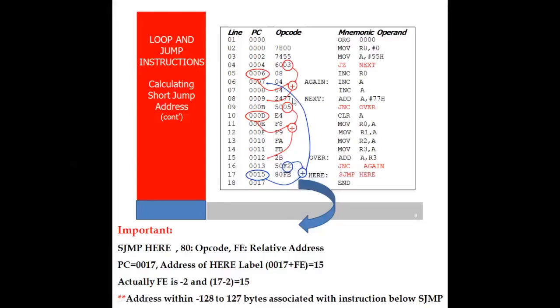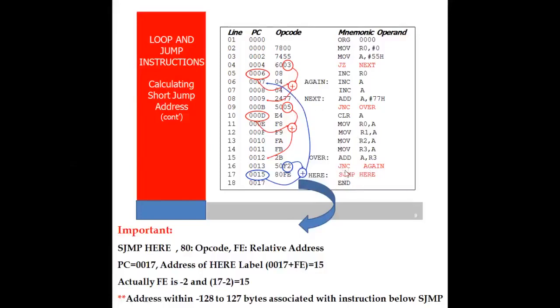JNC again means I have to calculate... JNC again, so 0013, then 0014, these two bytes are blocked by this instruction JNC again. After that, the program counter is entering into this location 0015. 15 is added with the value F2, then we are getting the value 07. So 0007 will be the address where my controller will jump.